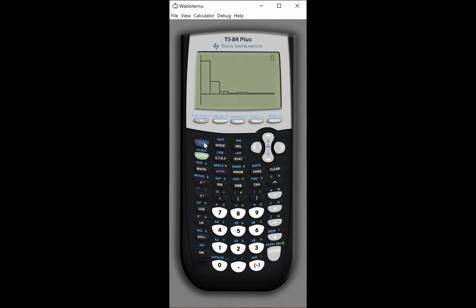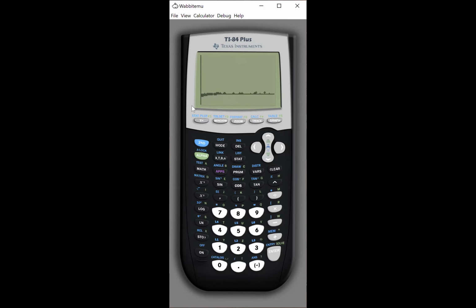So we're going to go back to second, y equals, and go back to plot on. This time, instead of selecting the histogram, we're going to select the very last one, which is the probability plot. Now it says data list, and we're going to say L1. For the data axis, you're going to say it's the x-axis. Once you choose that the data list is L1 and the data axis is X, go to graph.